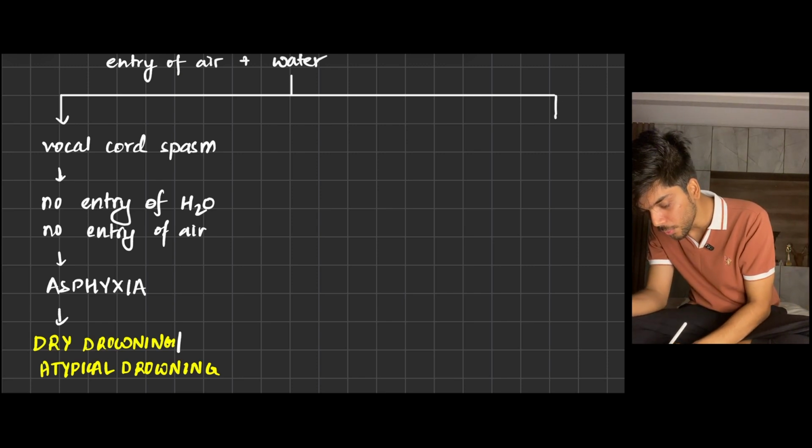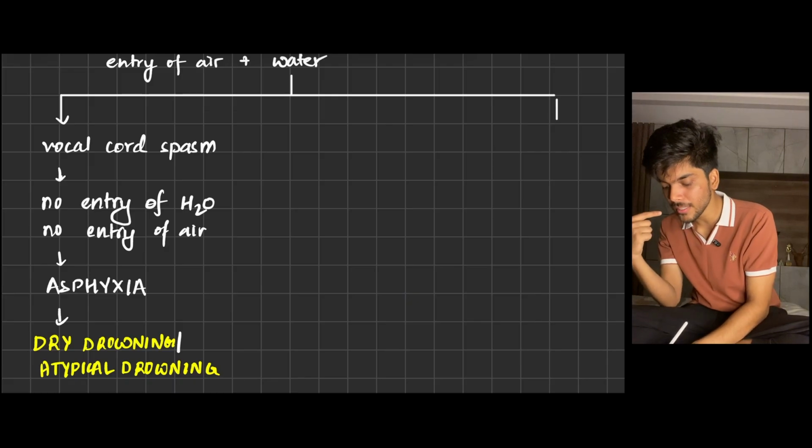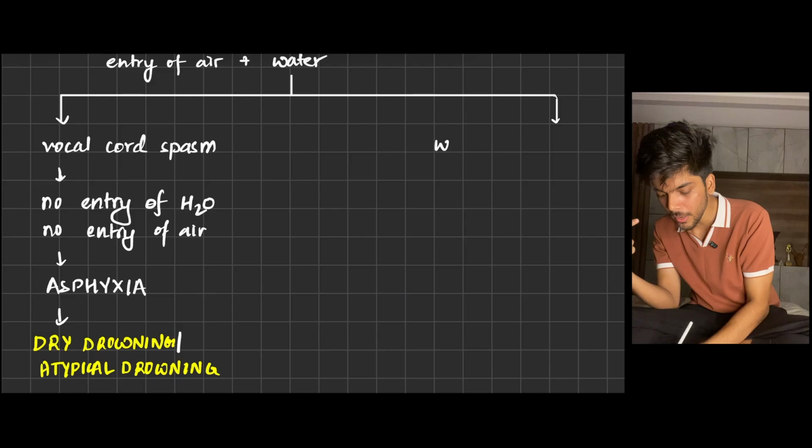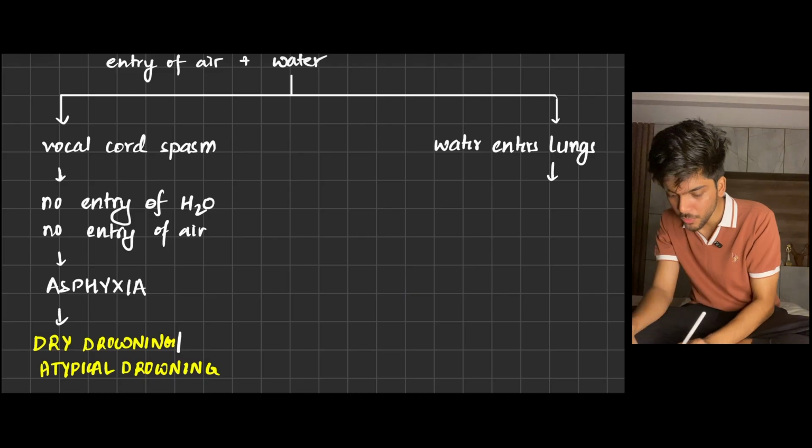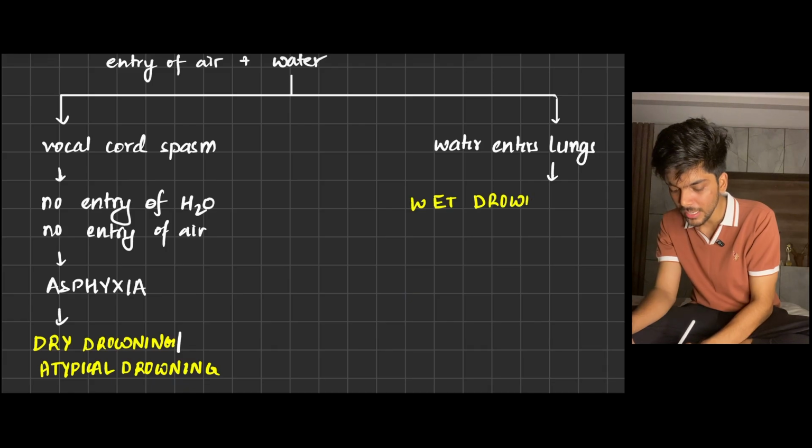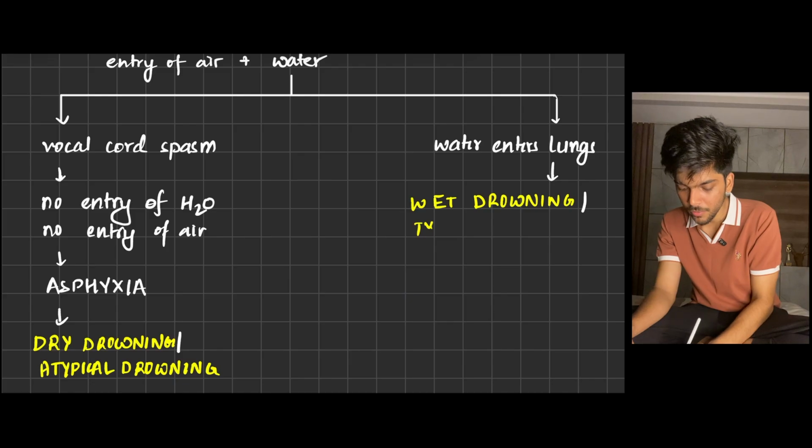Second consequence is when water actually enters inside the lungs. And when that happens, we refer to drowning in such a case as wet drowning. Because here, as the water has entered, the lung becomes wet. This is also referred to as typical drowning.